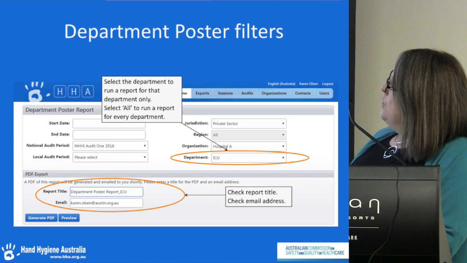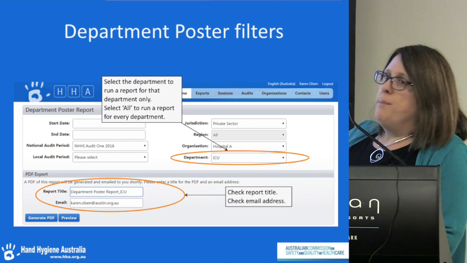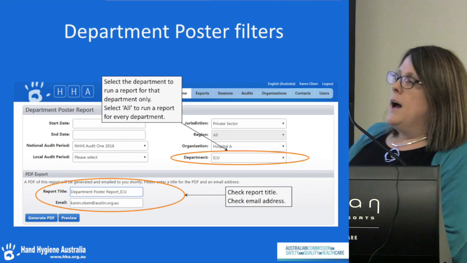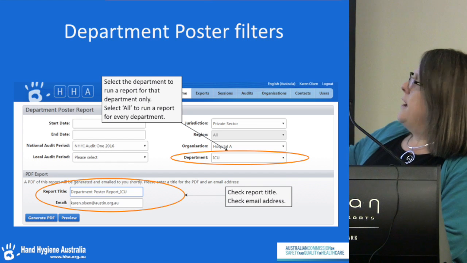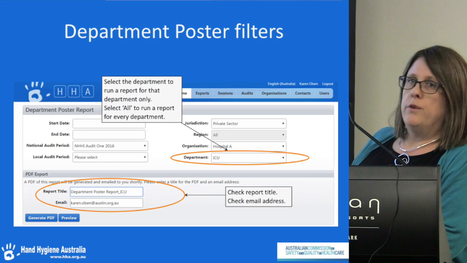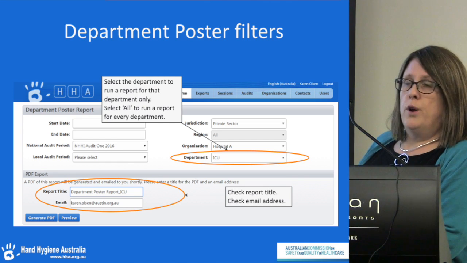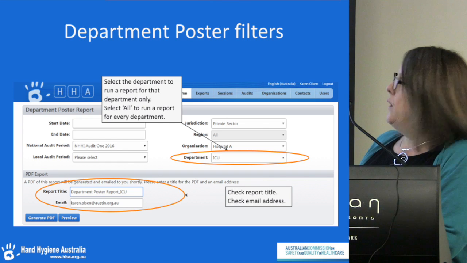When you click on that, you can click your organisation and then select the department in the department box to get a poster. If you leave that filter blank, you'll get a poster for every single one of your departments. If that's what you want, that's great. You get a lot of posters all with one click.